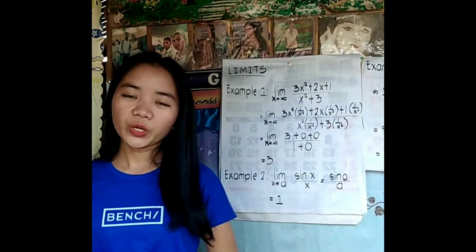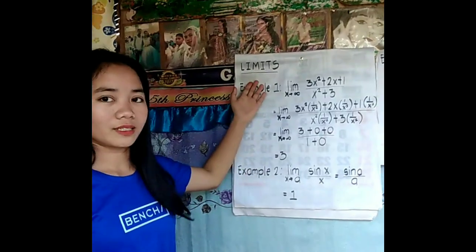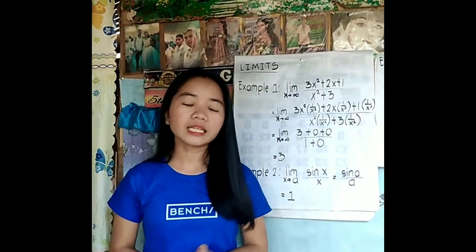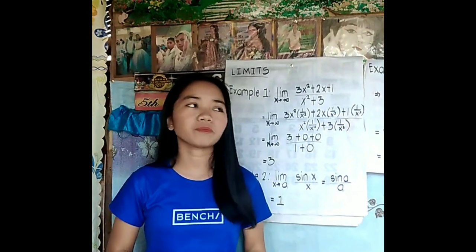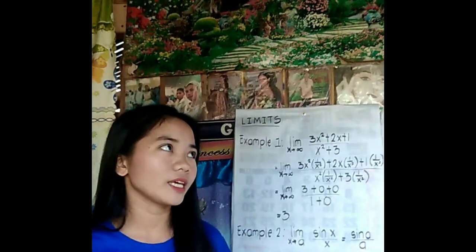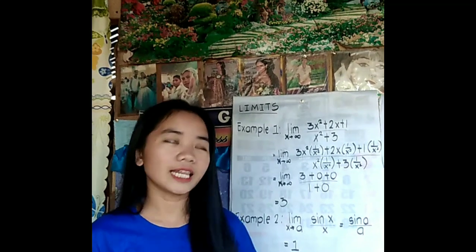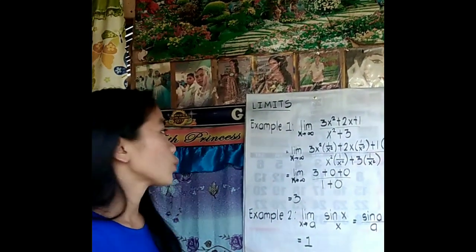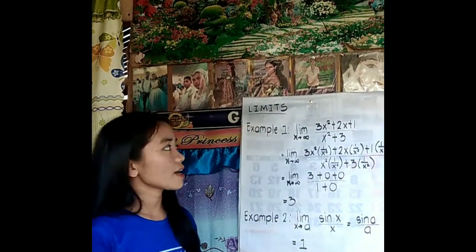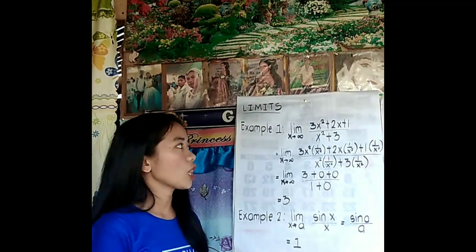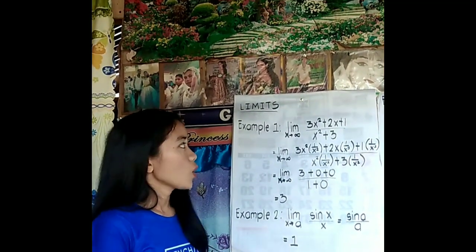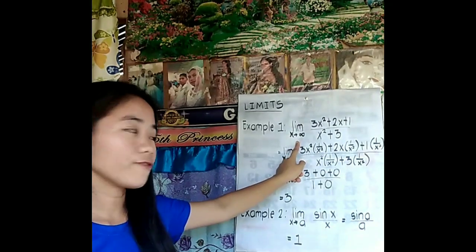So, for this video, our topic is all about limits. When we say limits, limits suggest a boundary that may be reached or not, or possibly exceeded. So, for example, number 1: limit of (3x squared plus 2x plus 1) all over (x squared plus 3), as x approaches infinity.